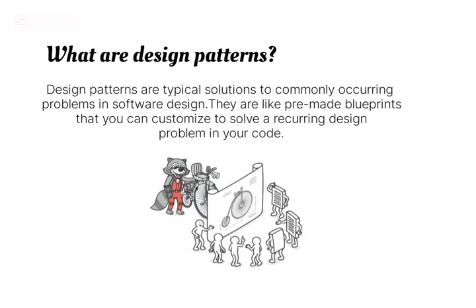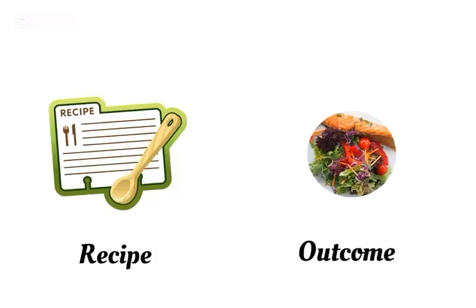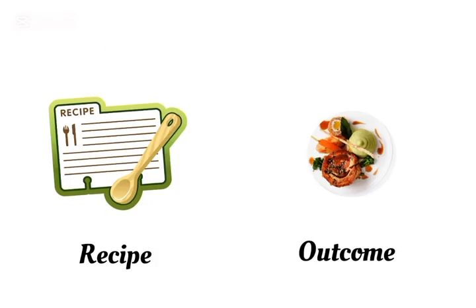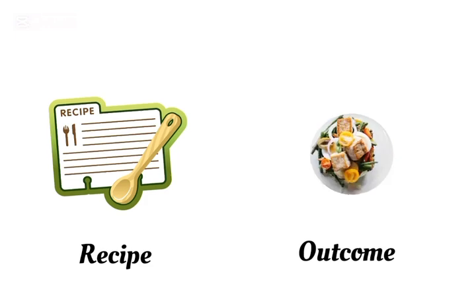These are some typical solutions to the problems that commonly happen in software designing. They act like a blueprint or maps that can be used to solve some problems in our code. You can think of it like a chef's recipe in which you add different ingredients to get your desired outcome.